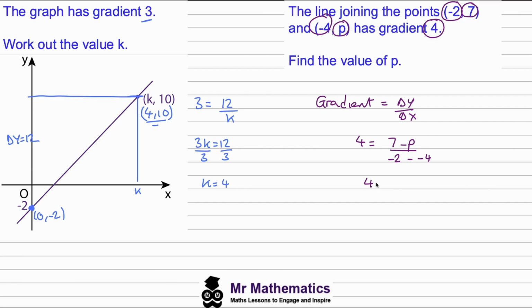So we get 4 will equal 7 minus p over 2. This is the -2 plus 4. We'll move a 2 to the left-hand side. This becomes 8 equals 7 minus p. We can move a -p over to the other side, so it becomes positive. So 8 plus p will equal 7. So p must equal -1.